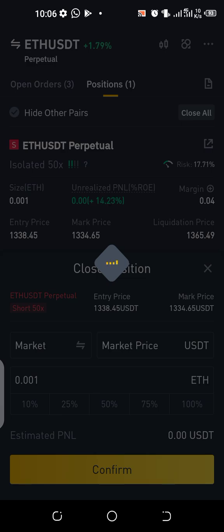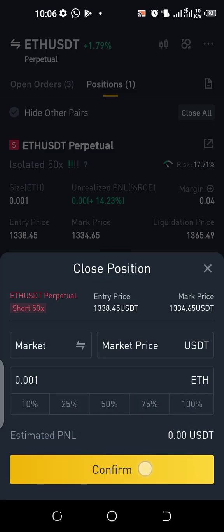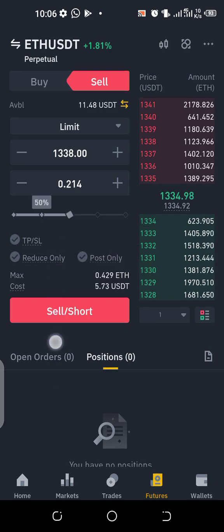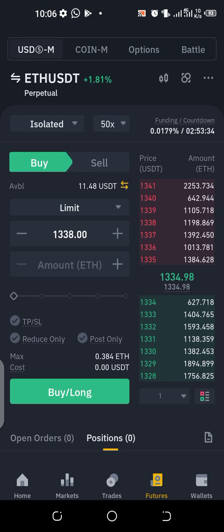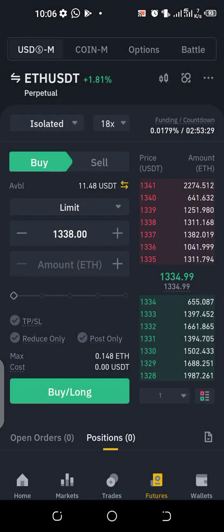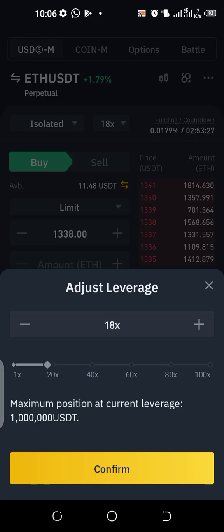You will discover that the system itself will tell you, once you increase your leverage above 20 times, that you have increased it to a dangerous level. Let's see that example. At 10, at 18, it doesn't say anything, you see. But once you increase it to 19, 20, 21, it says your leverage is high. Please manage your risk accordingly.